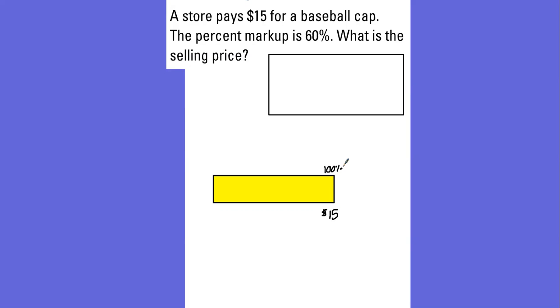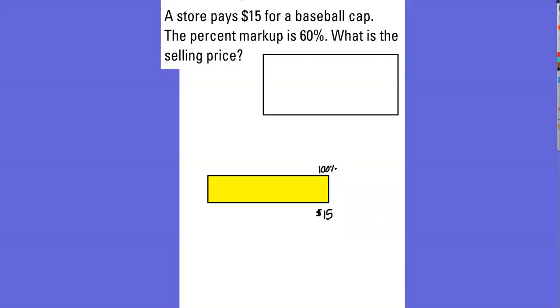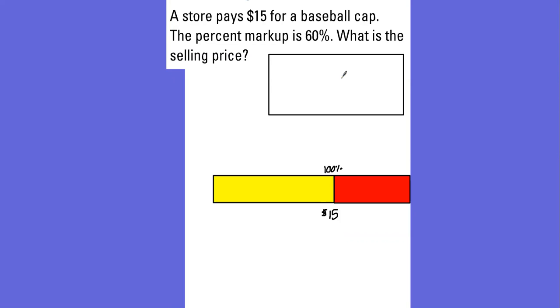Now we're going to mark this thing up by 60%. The percent markup is 60%. So now I'm going to add on to this picture. And we'll put it right there. And make sure that we are clear that here we're taking our 100% and we're going to mark it up. We're going to add another 60% to this. Okay, so this is our markup. And here, we'll label this. This was our wholesale price.